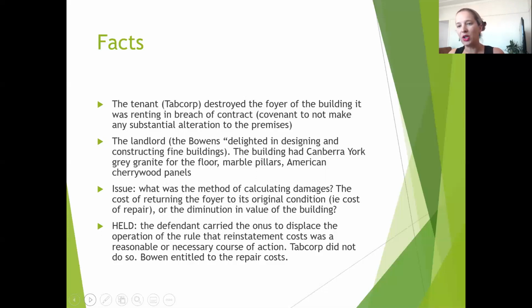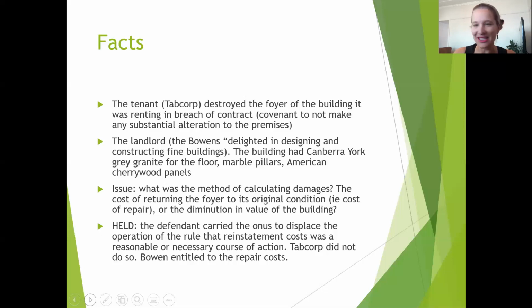So Tabcorp had argued that the plaintiff, Bowen Investments, hadn't shown that it was reasonable or necessary. So they had argued that Bowen Investments actually held the onus of showing that reinstatement cost was reasonable and necessary. And the court said here, no, it was up to Tabcorp to displace that, and they hadn't done so. So there was no argument around the test that actually applied, which was whether reinstatement cost is reasonable and necessary. It was just around who bore the onus for showing or displacing that test. That burden.